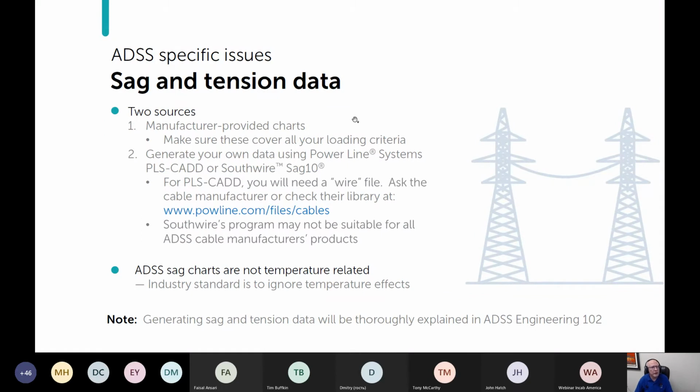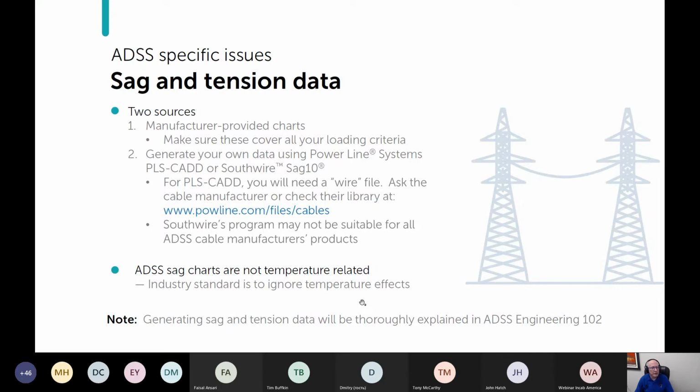With ADSS, it's very common for the manufacturer to provide charts, and you just need to make sure it covers your loading criteria. You can generate your own data in PLS-CADD. You get a wire file for an ADSS cable. You can find some in their library at their website, or you can ask the cable supplier to send you a wire file. Southwire SAG-10 program is not as conducive for doing sag and tension calculations on ADSS. It's kind of set up for one particular cable manufacturer who we won't mention today, but you could probably guess who it is, and it doesn't really work well with anybody else's.